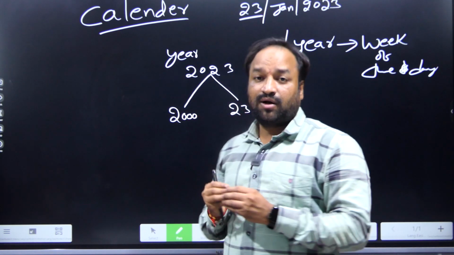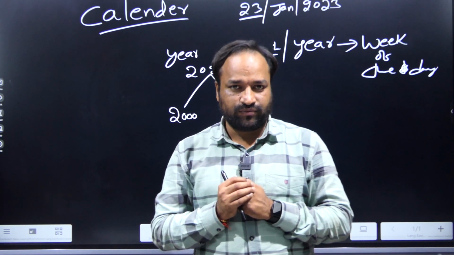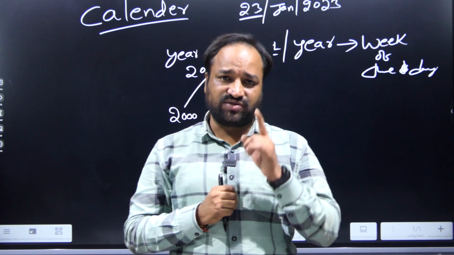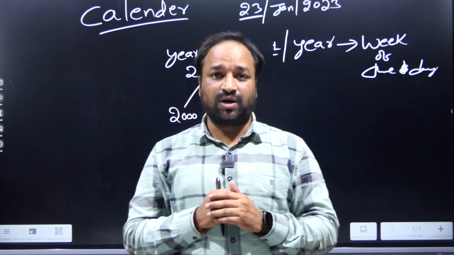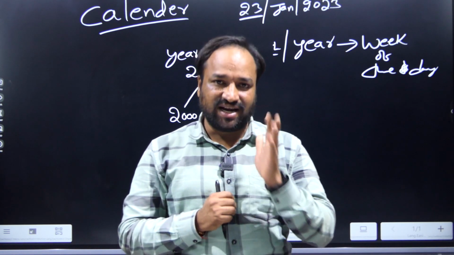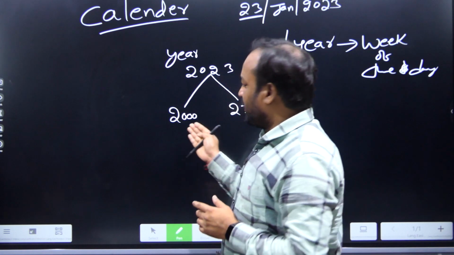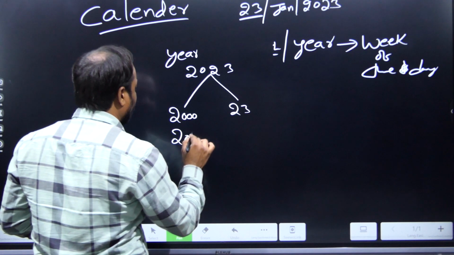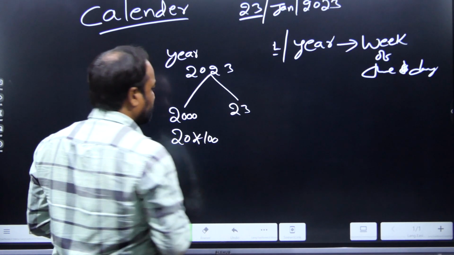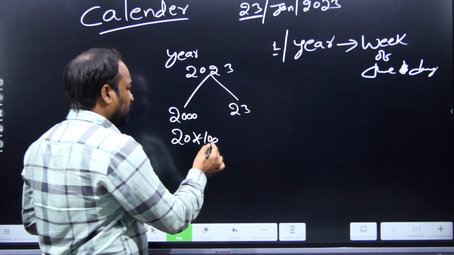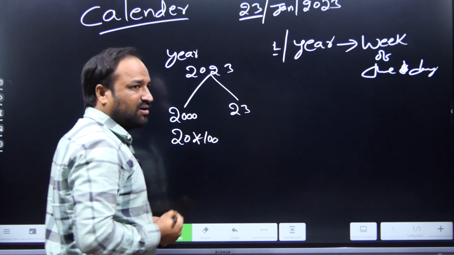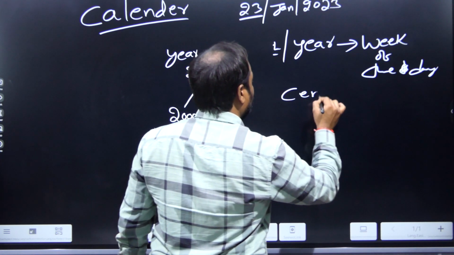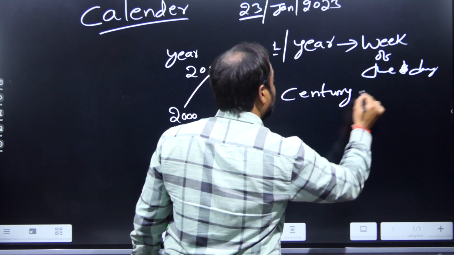In 2000, how many centuries are there? Let's take an example. One century is 100 years, 2 centuries 200 years, 8 centuries 800 years. Now 2000 years has 20 centuries. For the 20 centuries, here there is a new term, like century. Now we are taking the century code.